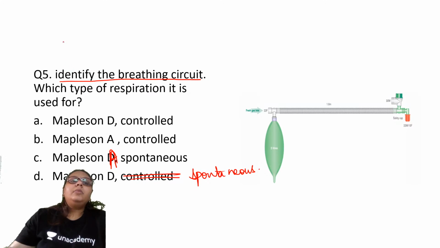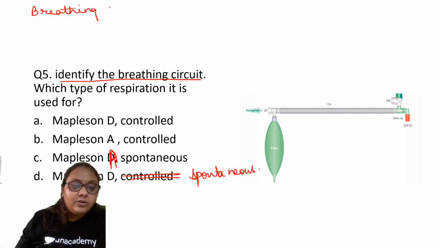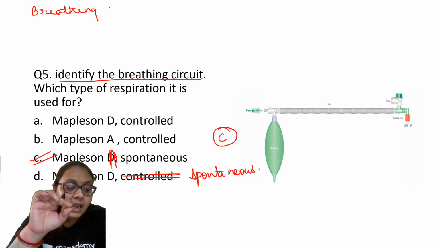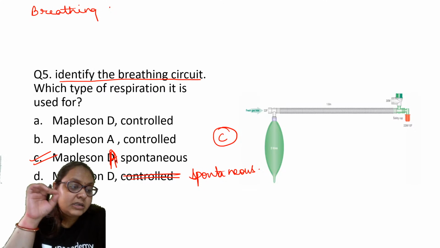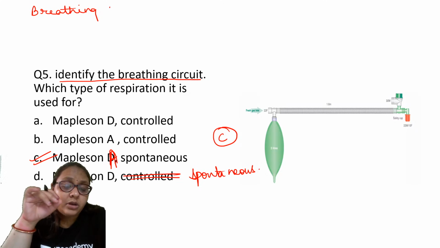So the breathing circuits, the answer of this is C. It is a Mapleson type A and it is used for spontaneous respiration.